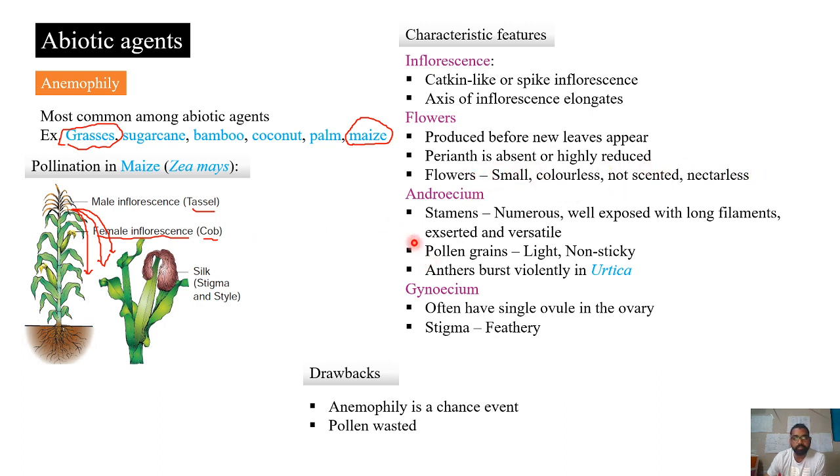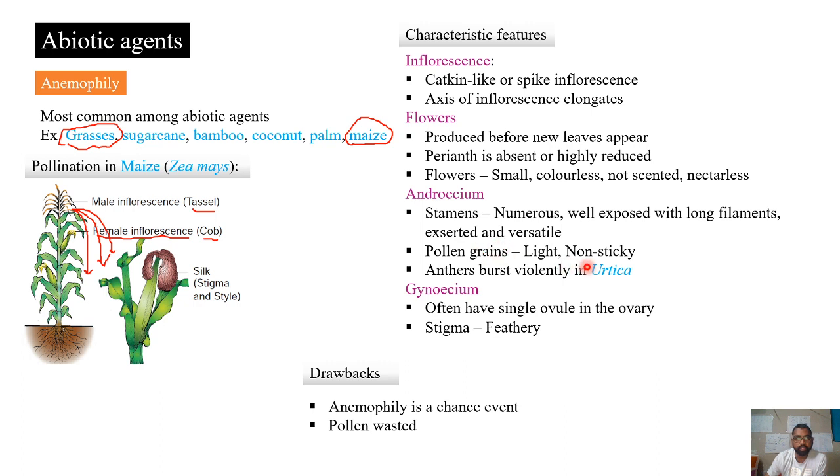Coming to the androecium, the stamens are numerous, that is, a larger number of stamens can be found. They are well exposed with long filaments, and the long filaments help in the exposure of the anther. Exerted means they are long, that is, well exposed. Versatile means that the filament is attached at the base of the anther, so the anther can move easily, which again helps in anemophily.